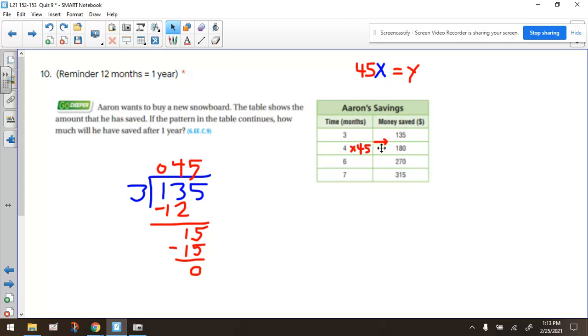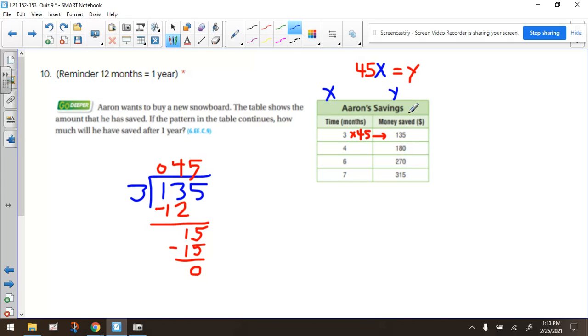Is 4 times 45, does that equal 180? Does 6 times 45 equal 270? And does 7 times 45 equal 315? Because if you find that it does, because for the first one it definitely works, then that means our equation to represent this situation is 45 times x, which remember, this would be the independent variable's x, which is the number of months, and the dependent variable is always the y, which in this case would be the money saved.